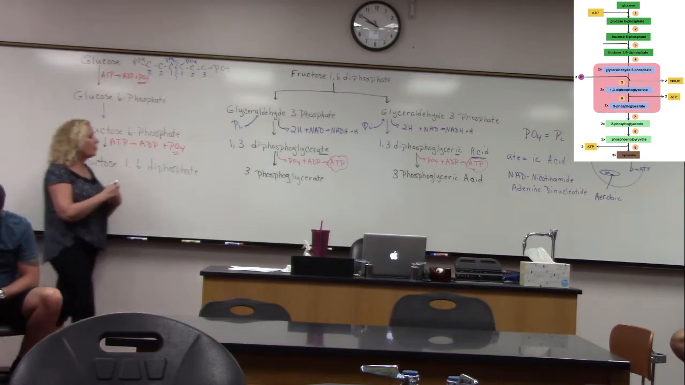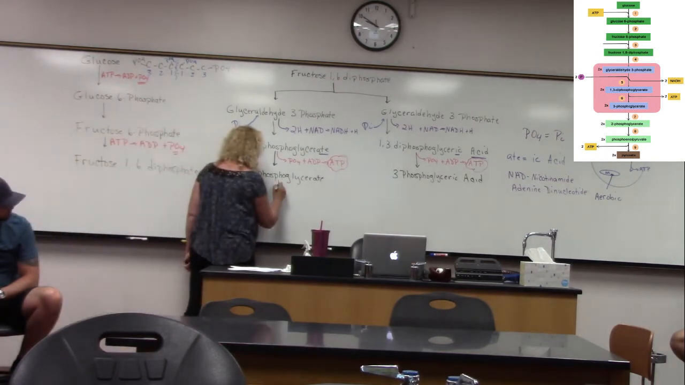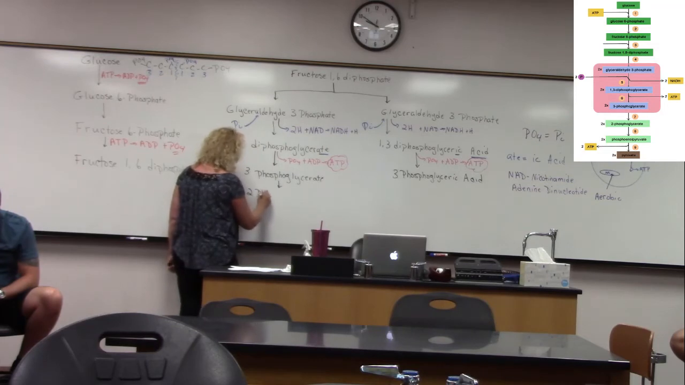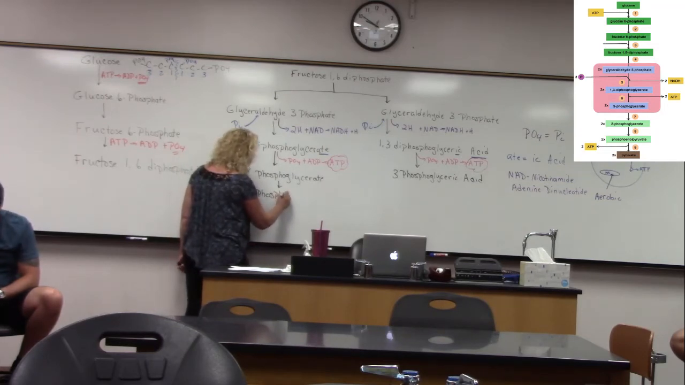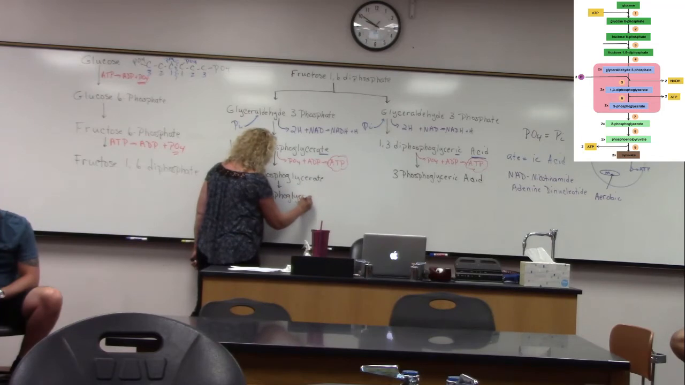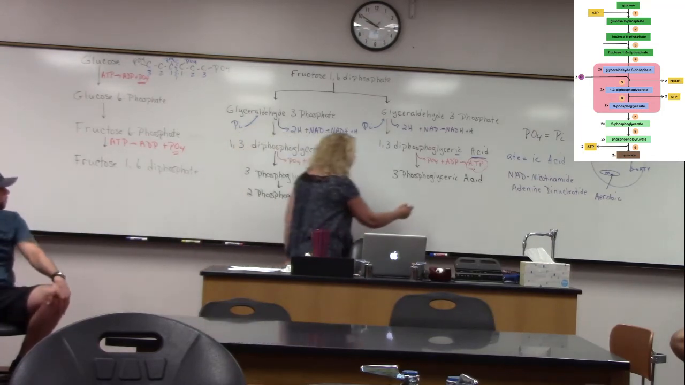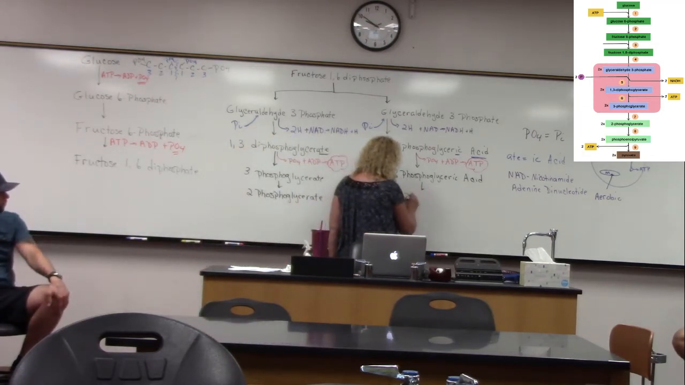In the next step, we're going to move the phosphate just from carbon number 3 to carbon number 2. And so we're going to have 2-phosphoglycerate, or 2-phosphoglyceric acid.